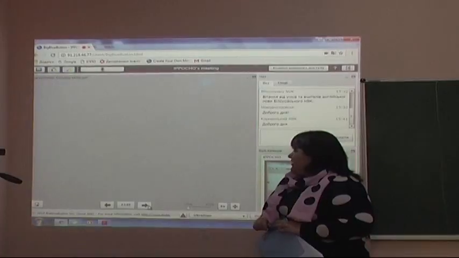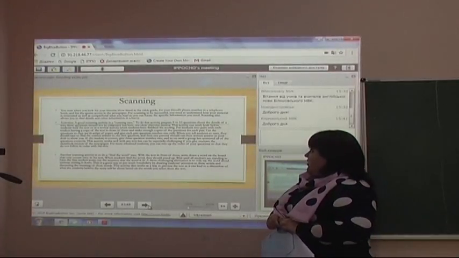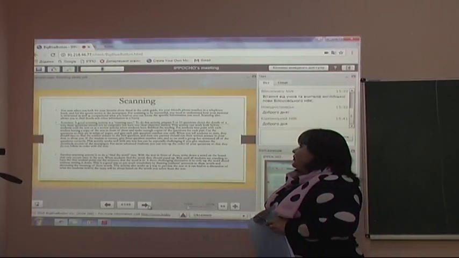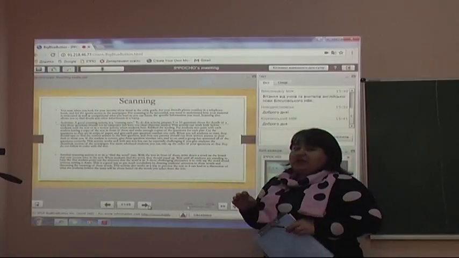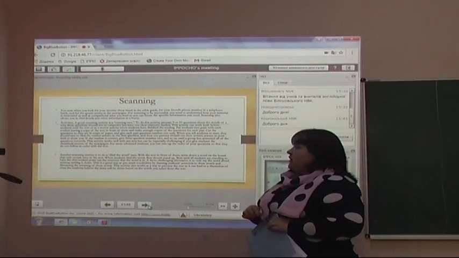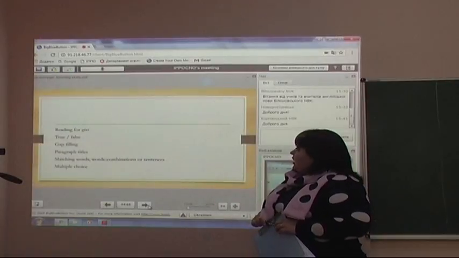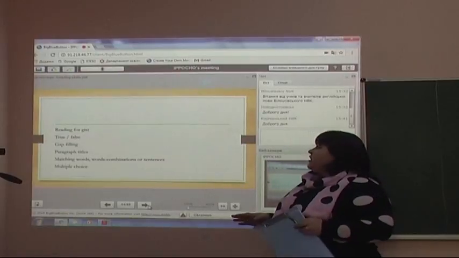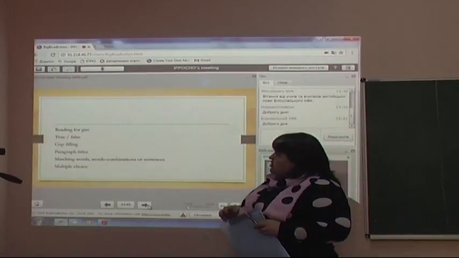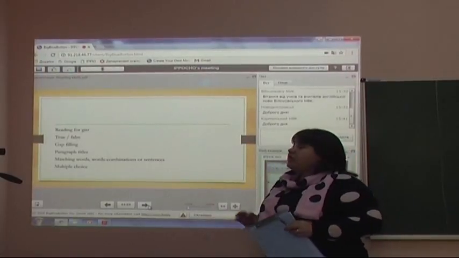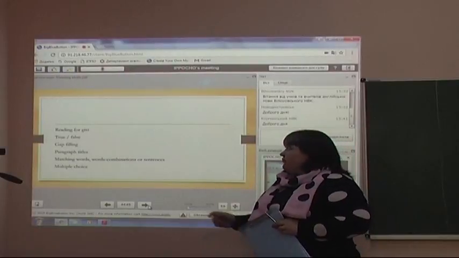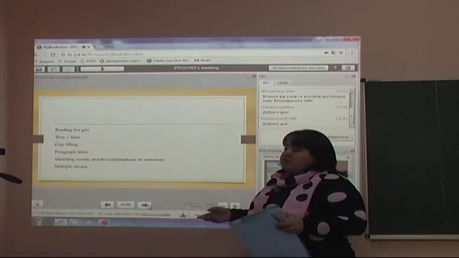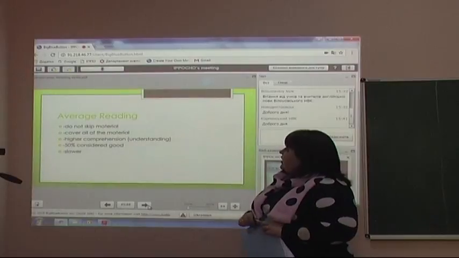Okay, and as for this, we can say that it's very important this year to work on skimming and scanning to try and find important information. So the exercises you can do to practice these strategies are: reading for gist, just very quickly, true or false, gap filling, paragraph titles, matching words, word combinations or sentences, or just multiple choice. Next, average reading.